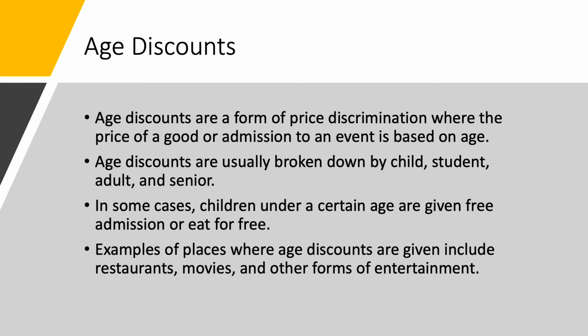Age discounts. Age discounts, again, are another form of price discrimination where a good or admission to an event is based on age. Age discounts are broken down by child, student, adult, senior. In some cases, children under a certain age are given free admission or they eat for free. Examples of where discounts are given: restaurants, movies, and other forms of entertainment.